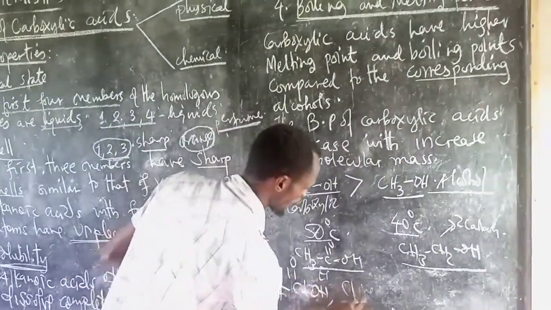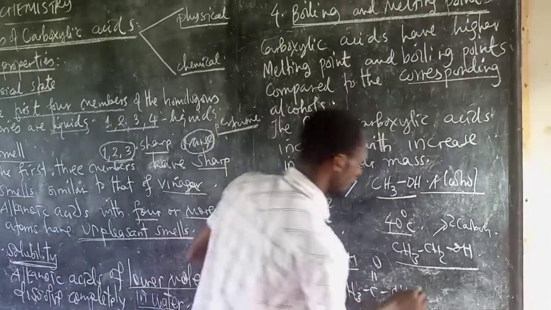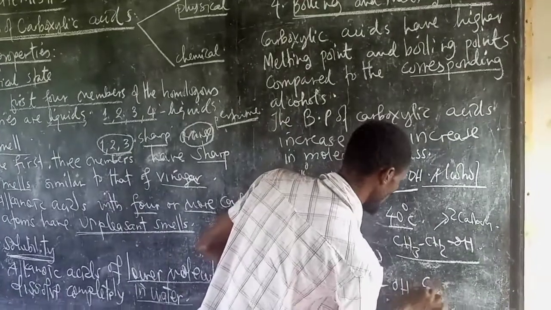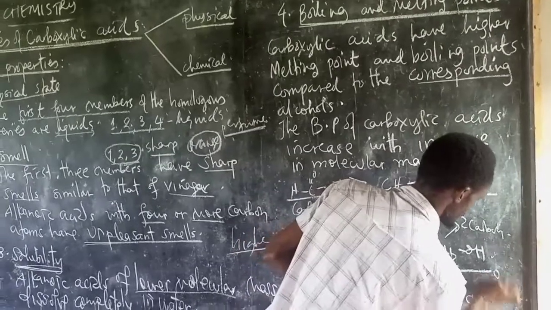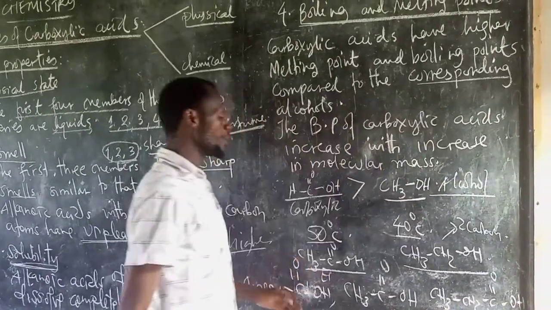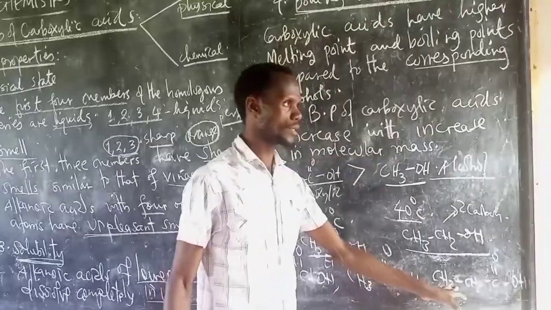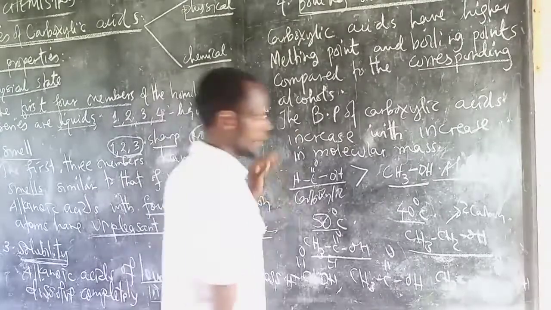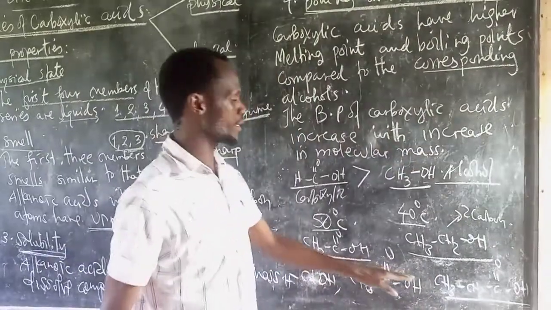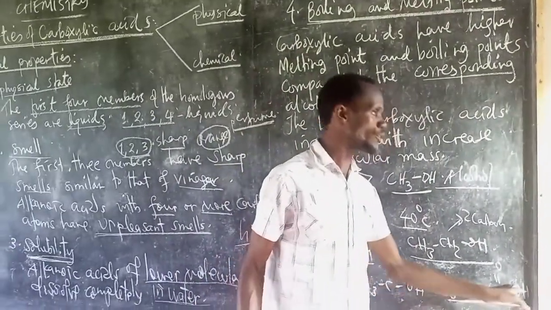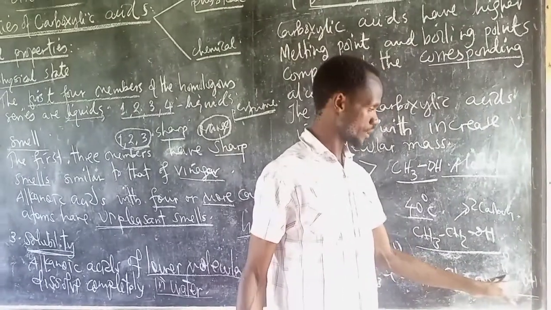Then you are having ethanoic acid. Then you are having propanoic acid. Now you've been told, compare the boiling point between the three acids. The one that has got higher molecular mass, or in short, the one that has got more number of carbons than the other, is the one that has got the higher boiling point.